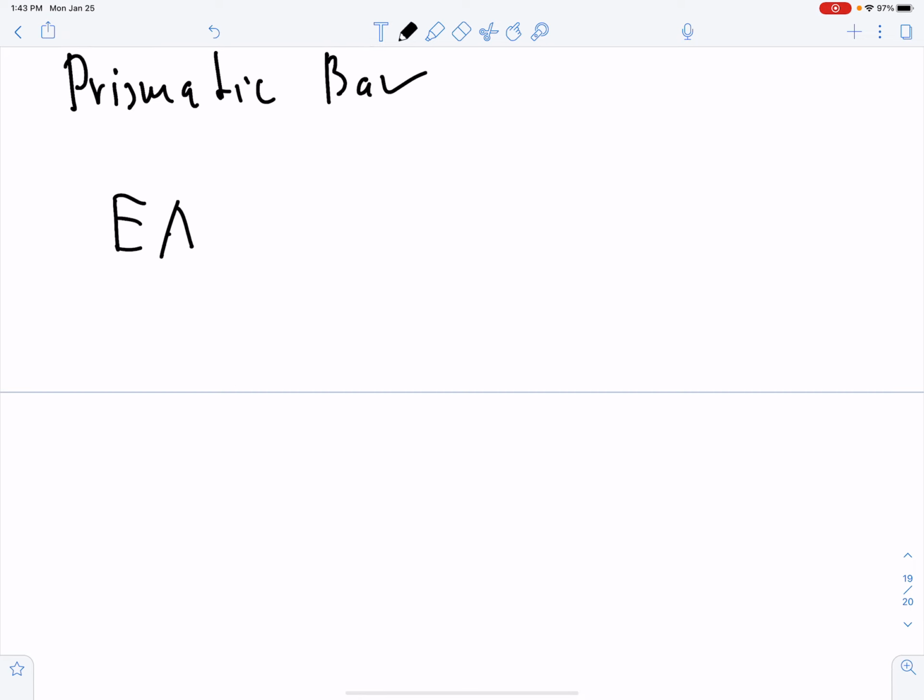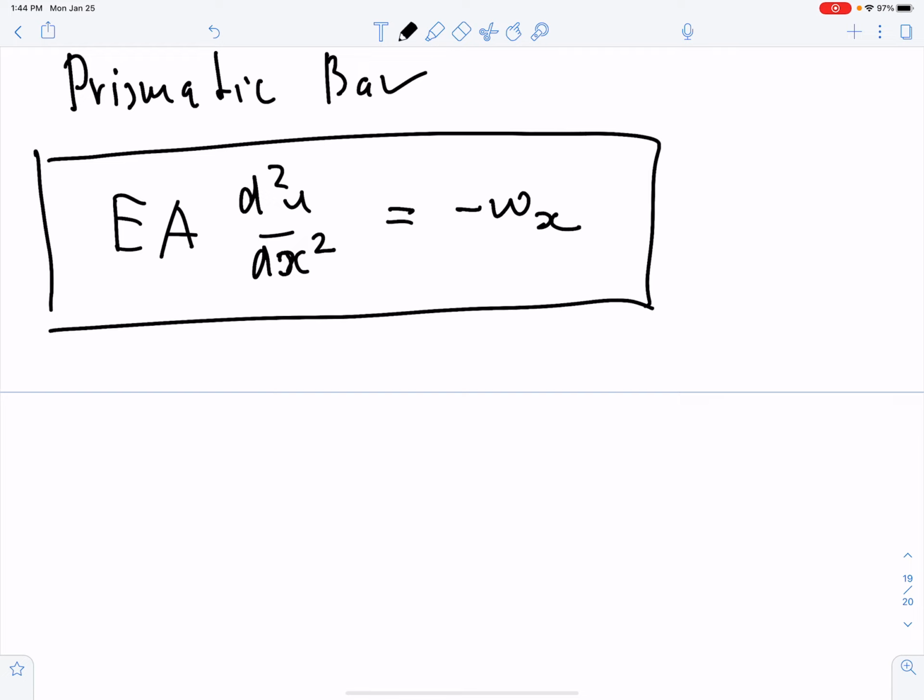EA d squared u/dx squared equals minus w of x. Good. All right. And so let's see, where do we go from here? dx, I apologize, dx squared, like this. This is the equation for the prismatic bar.